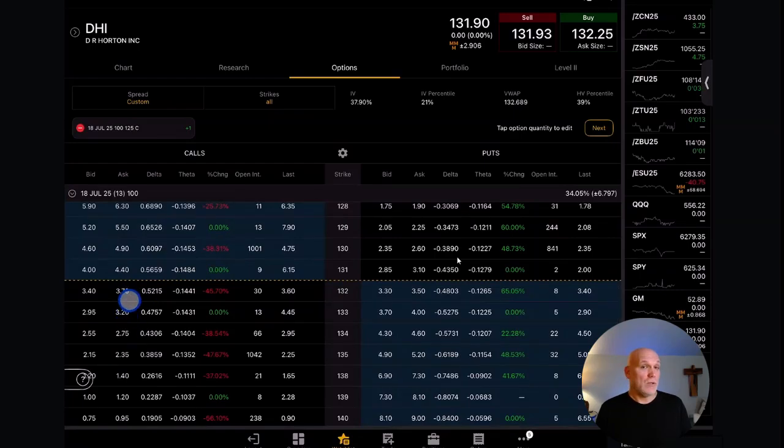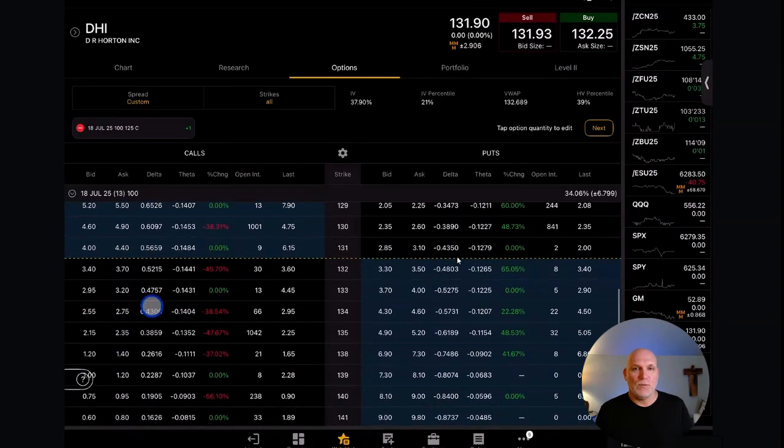I'll say this, it's only costing me $370 to hold the possibility of owning 100 shares. That's a whole lot cheaper than the 13,000. If the price goes to 140, I've overcome the 370 because I got to get to 135.70. So that means I've made $4.30 if I get to 140. So if I've made $4.30 per contract, that's $430. It cost me $370. I've doubled my money.